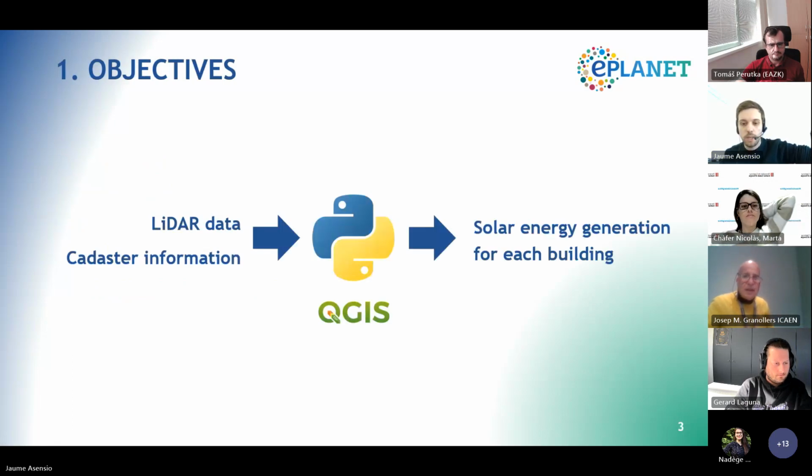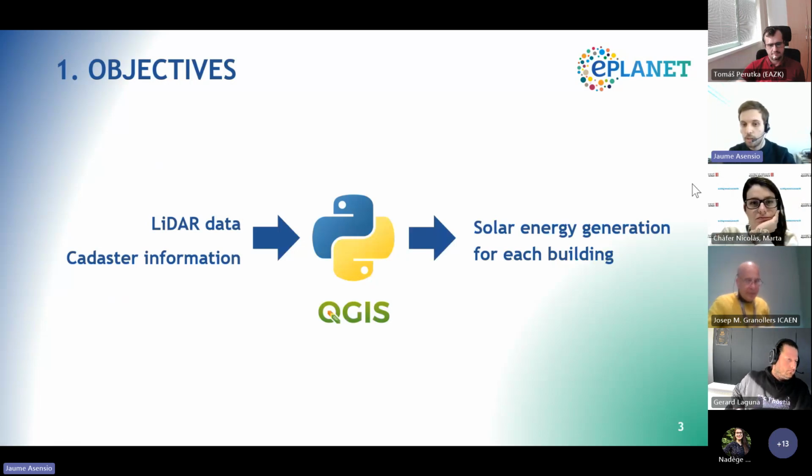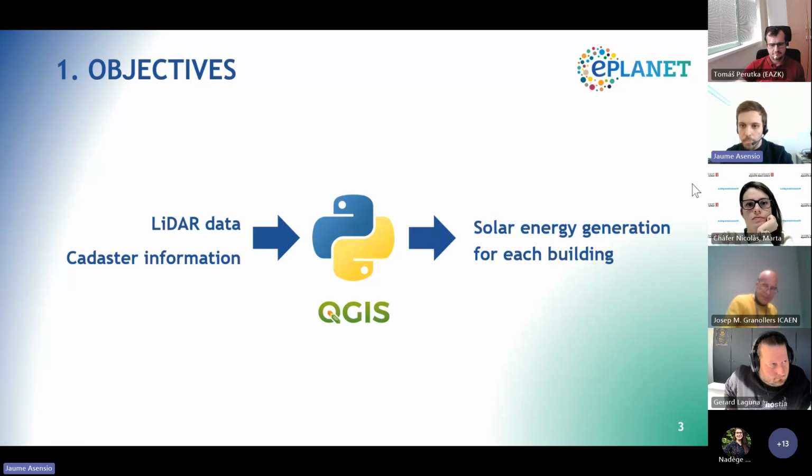Firstly, we had to develop a program. We use a Python program to obtain the photovoltaic estimation that a building could have based on LiDAR data. To do that, we made a Python program based also on the QGIS software, which is a software used for working with geographical data, such as LiDAR and also the cadastre that we had to use to identify each building we were working on. The outcome of this program is the simulation of the photovoltaic energy that each rooftop in that building could have.